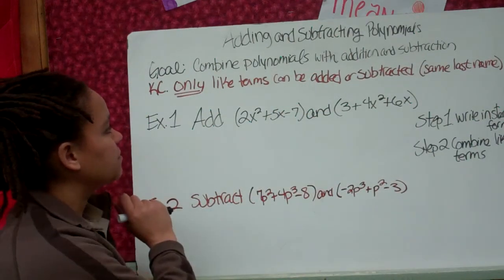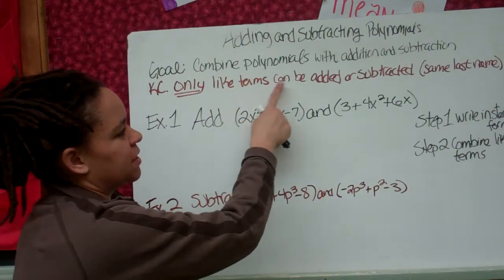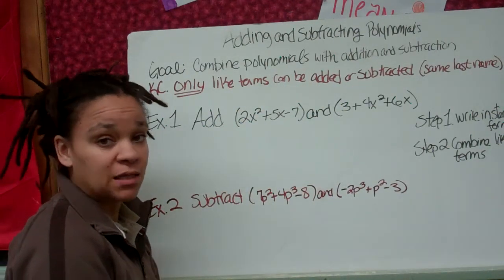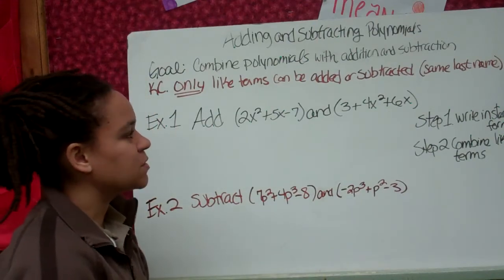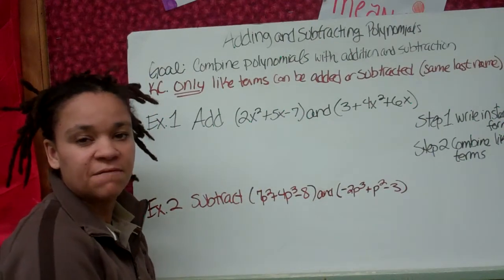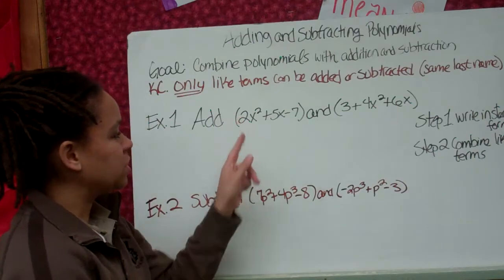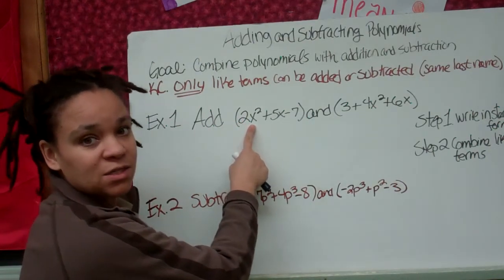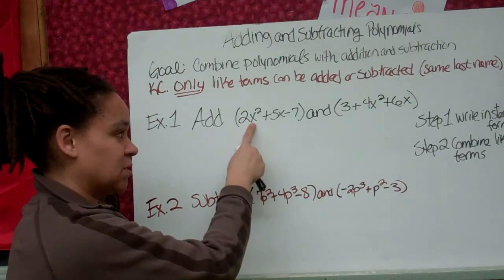So, key concept. Only like terms can be added or subtracted. What I like to say here is they have the same last name. We'll look at some examples, but the last name is the variable, not the coefficient. So for instance, this would be 2x squared. We're going to call that the x squared family. Their last name is x squared.